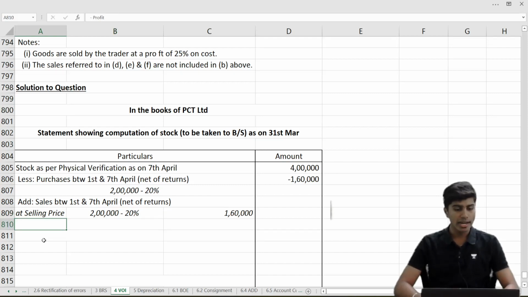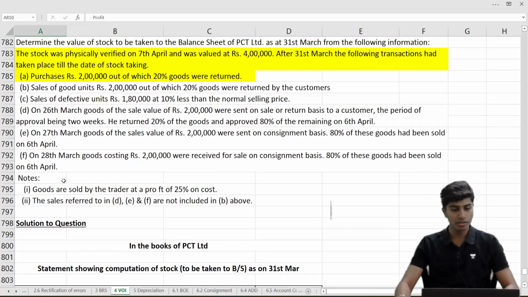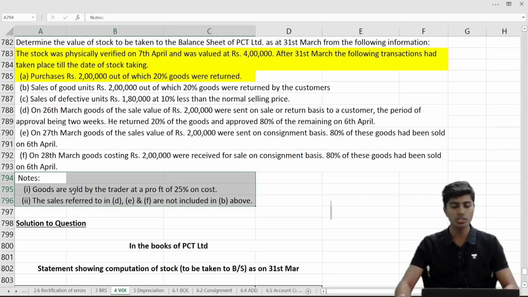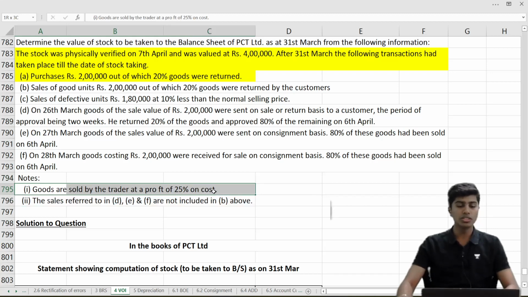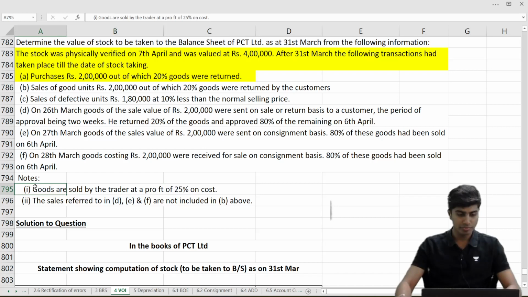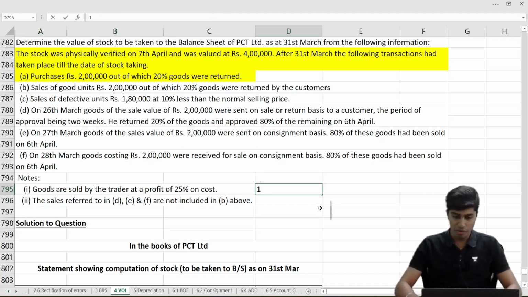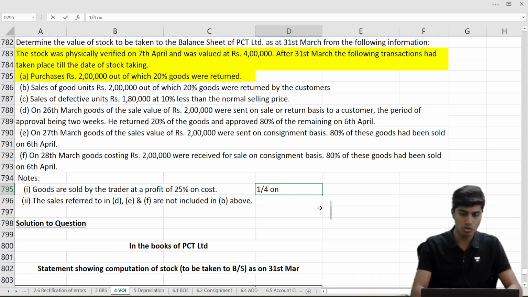And on this, I need to deduct my profit. How much is the profit? We don't know here. It is not given in adjustment B. But if we come to the end of the problem, in the notes, they have mentioned very clearly that goods are sold by the trader at a profit. At a profit of how much? 25% on cost. When I say 25% on cost, it is 1 by 4 on cost. So that would be nothing but 1 by 5 on sale.